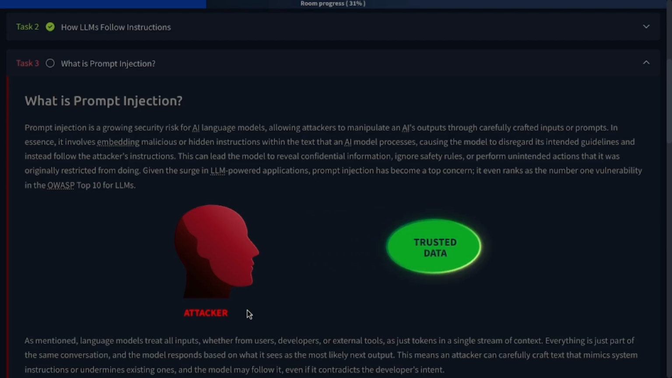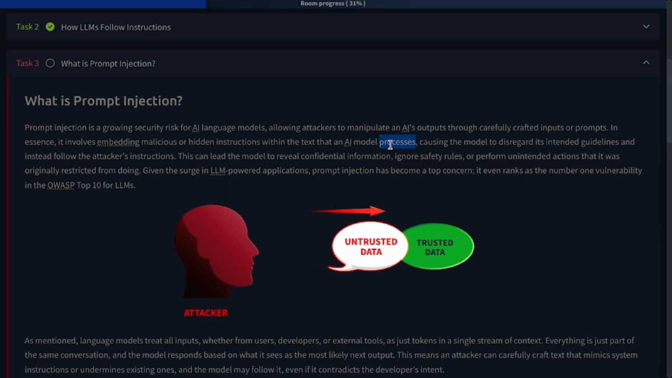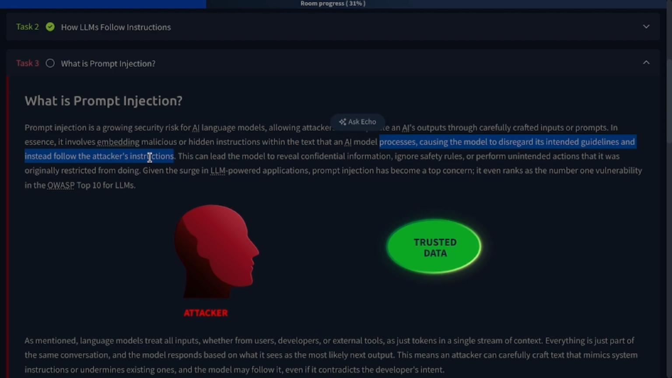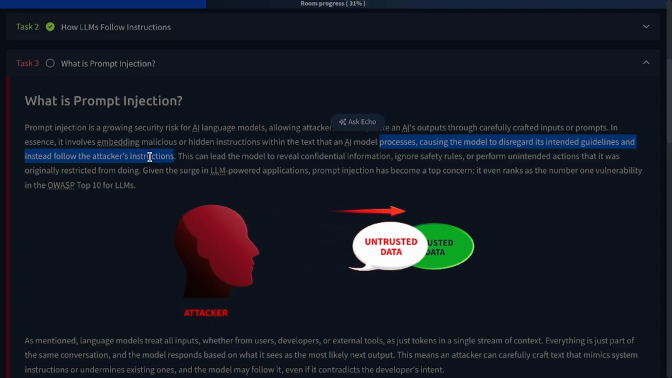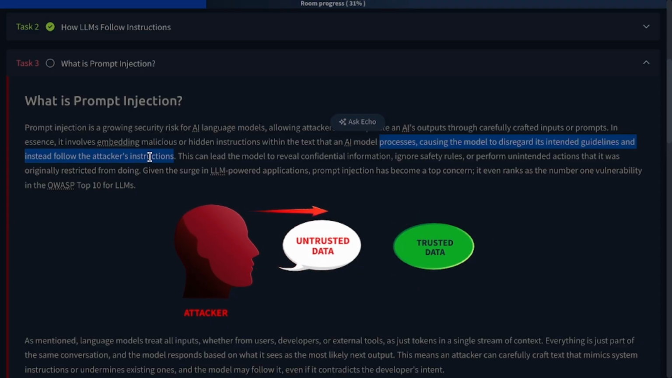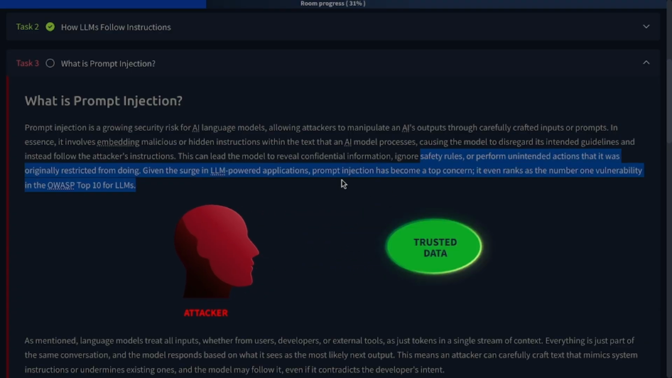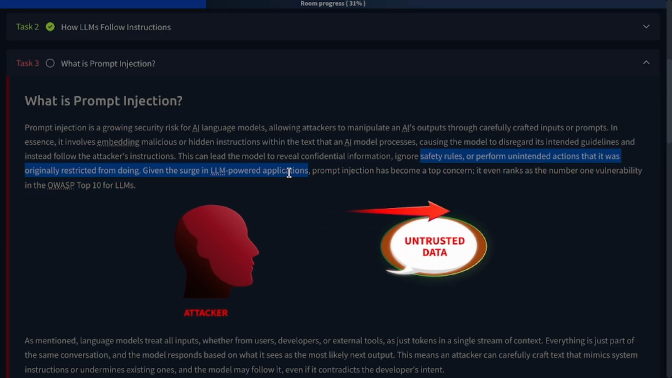In essence, it involves embedding malicious or hidden instructions within the context of an AI model, which is anything that the AI model processes, causing it to disregard its intended guidelines and instead follow the attacker's instructions, basically making the large language model treat a user level role as the system level role or the developer level role. This can lead the model to reveal confidential information, which includes the safety rules given in the system prompt, or perform unintended actions that it was originally restricted from doing.